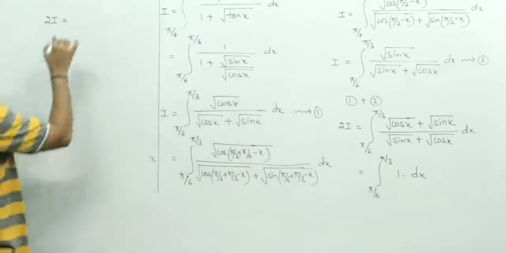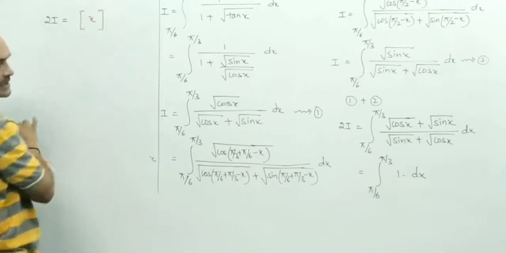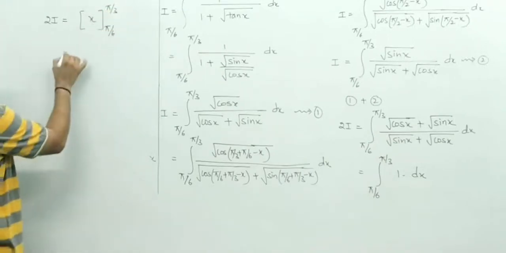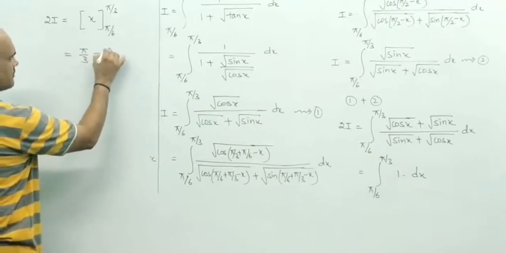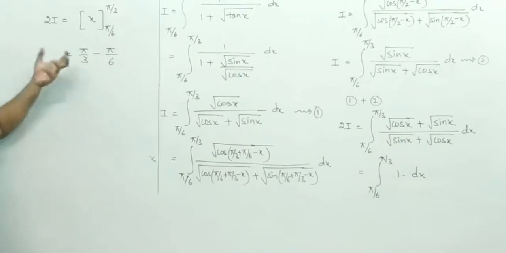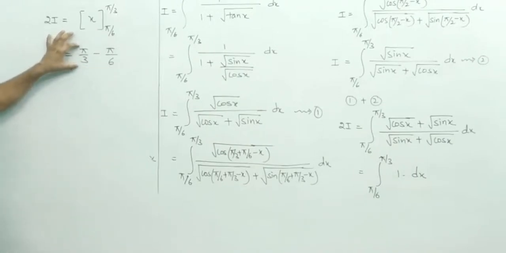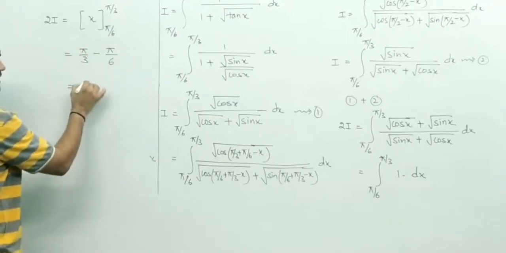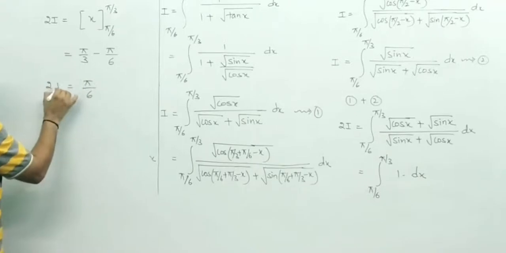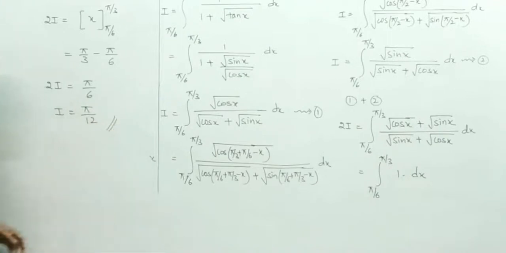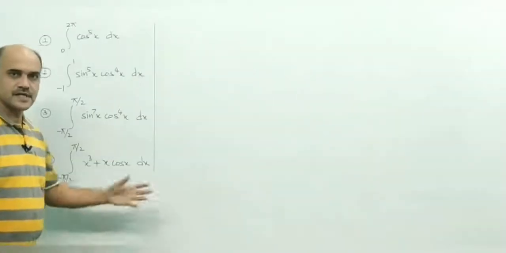to integration of 1 is x, that is from pi by 6 to pi by 3. So first upper limit pi by 3 minus pi by 6 minus lower limit. Now take LCM and simplify, you will have the answer. Else, pi by 3 is 60, pi by 6 is 30. So 60 minus 30, you will have 30, pi by 6. Then you take 2 to the denominator, you will have the answer pi by 12. So pi by 12.